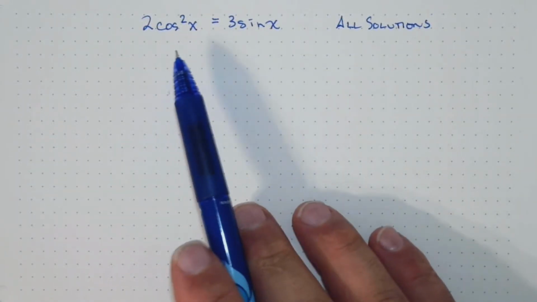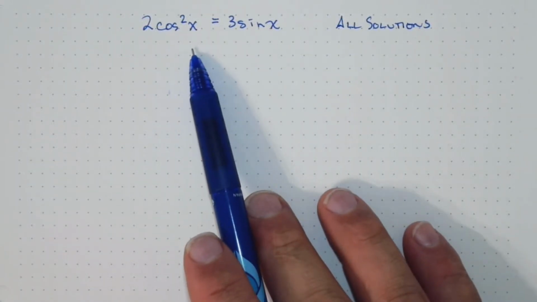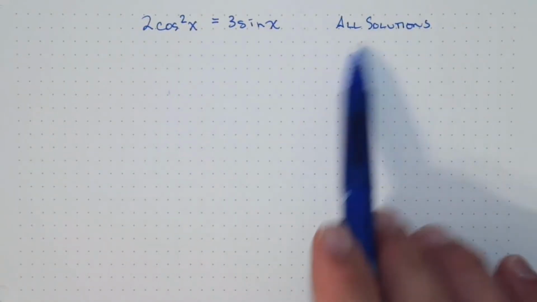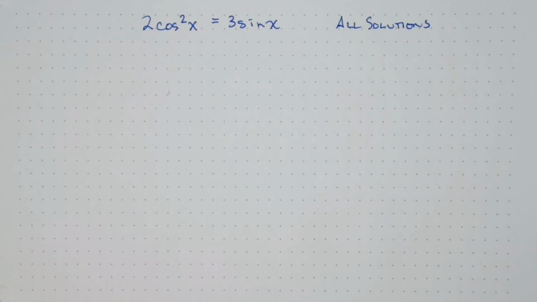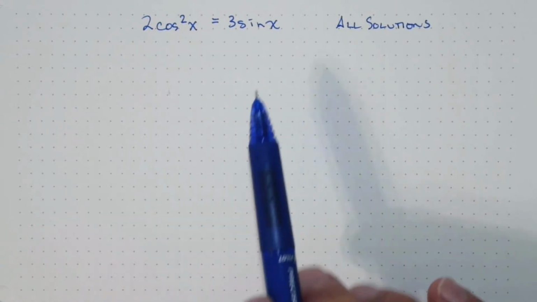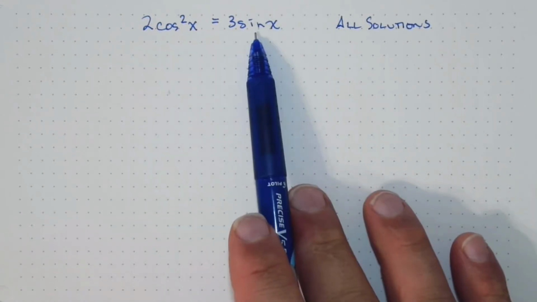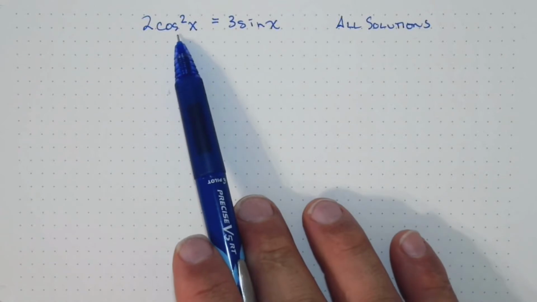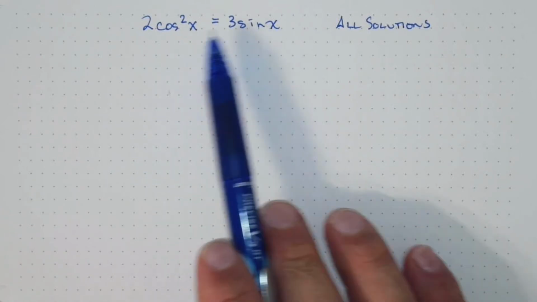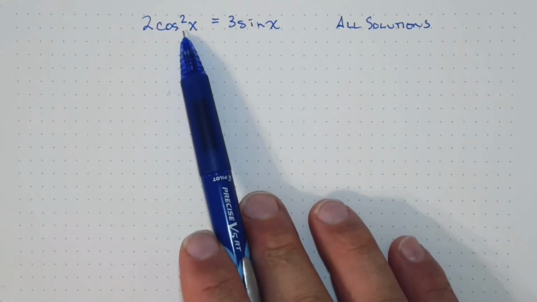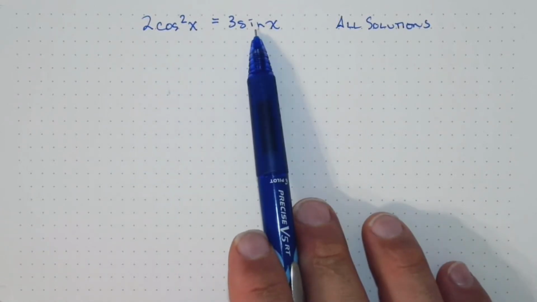Okay, so here's an equation: 2 cosine squared of x equals 3 sine of x, and we want to find all solutions. For this particular problem, we notice that we have something that's quadratic and something that's linear. Cosine squared, quadratic; sine, linear.